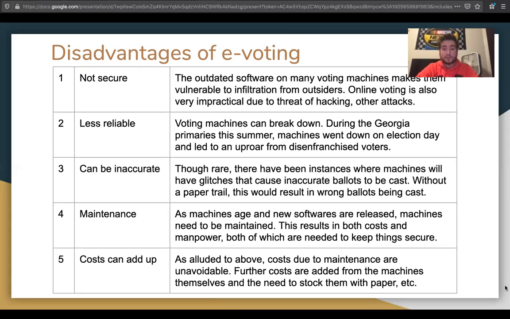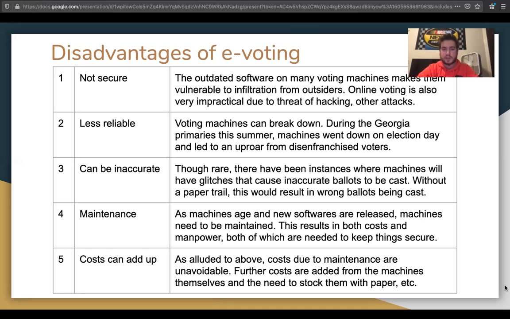Less reliable. Voting machines can break down. We saw this in the Chicago suburbs earlier this year, and we saw this during the Georgia primaries this summer. Machines went down on election day, and that led to a lot of negative pushback from voters who felt like they had been disenfranchised and maybe their right to vote was infringed upon. Georgia had some things going on in the years before, but when those machines go down and that's the only option you have, you've got a lot of problems.